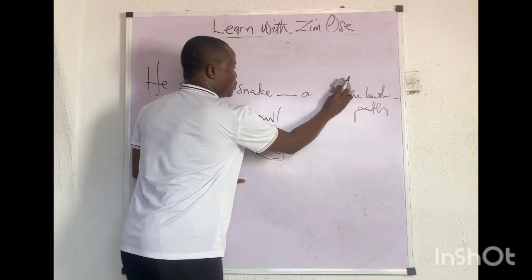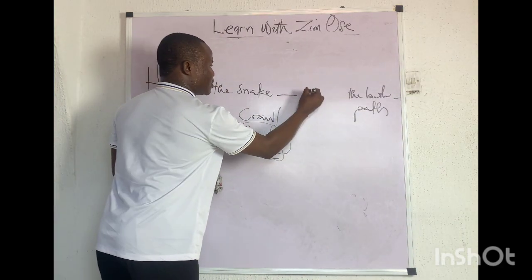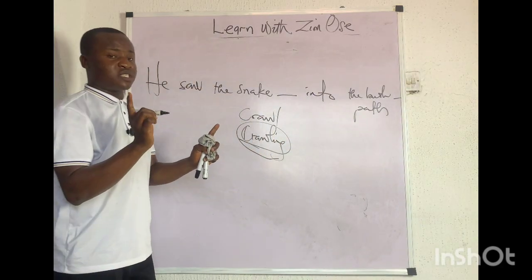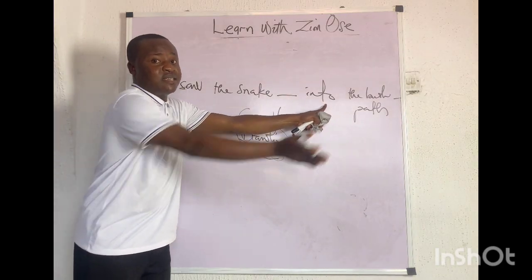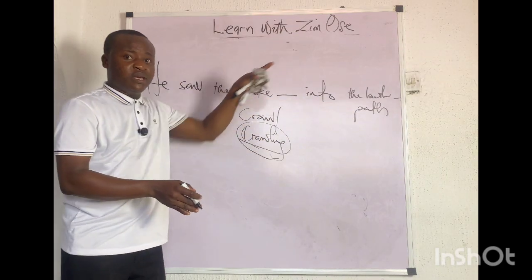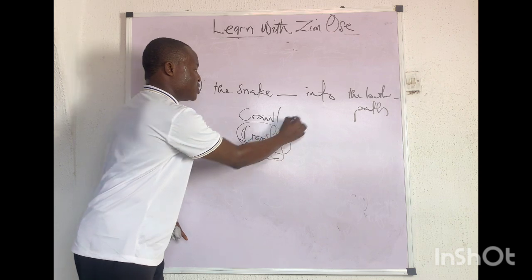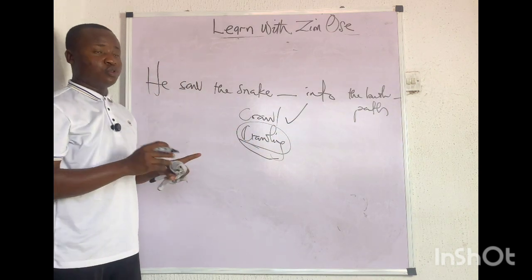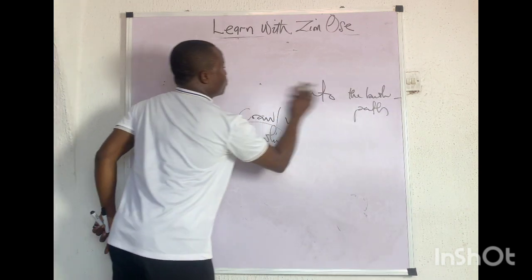But they would usually give you questions like this. He saw the snake dash into, which is not problematic because we know that "into" here is a complete action. It shows the end of the destination. So we say he saw the snake crawl into the bush path. That is the first point.